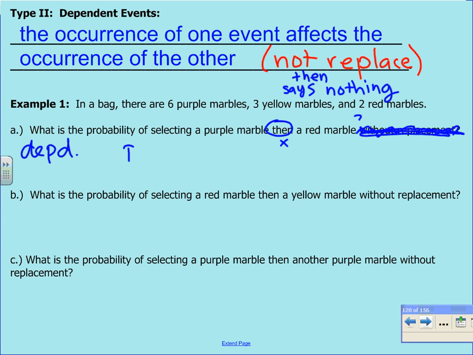So we need to find probability of getting a purple marble times probability of getting a red marble. You don't replace it the first time. So what's the probability we're going to get a purple marble? Adam? Okay, 6 11ths, times, the first time, guys, you keep it. So what is the probability that you're going to get a red marble? This is where you have to think. Briar, what do you think? 2/10.